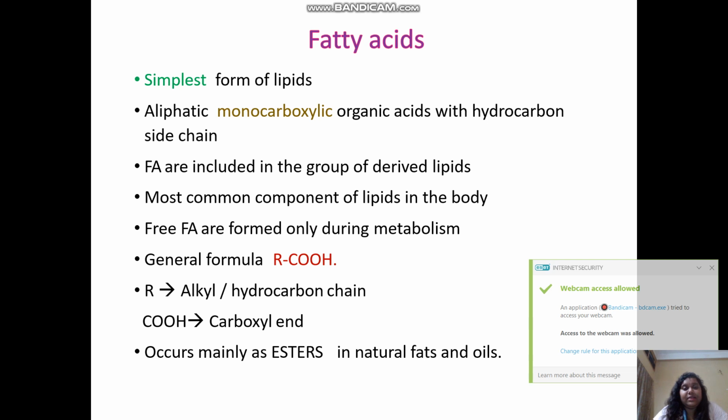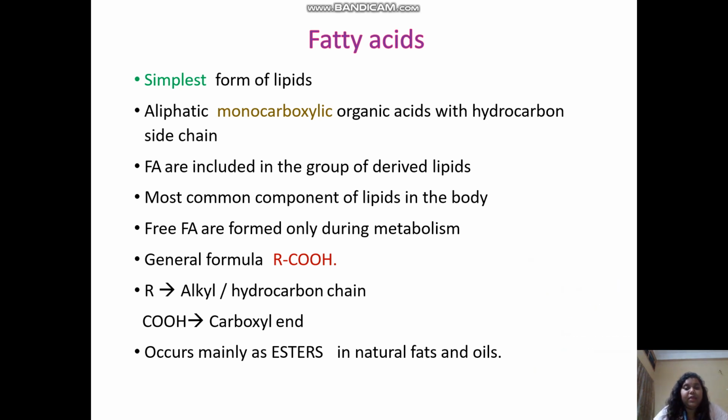So today I will be discussing what fatty acids are. Fatty acids are the simplest form of lipids: aliphatic monocarboxylic organic acids with a hydrocarbon side chain. Fatty acids are included in the group of derived lipids. The most common component of lipids in the body is fatty acid. Free fatty acids are formed only during metabolism.